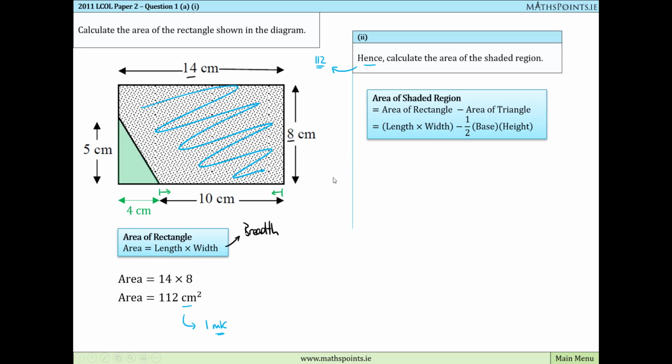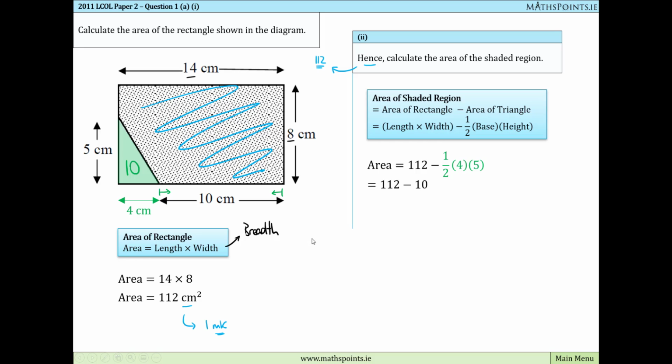So the length by the width, which we've calculated already, is 112, and then we're going to put in half the base by the height for the triangle, with the base being 4 and the perpendicular height of the triangle being 5. When we work this out, we get 112 minus 10, because the area of this small triangle is 10 centimeters squared.